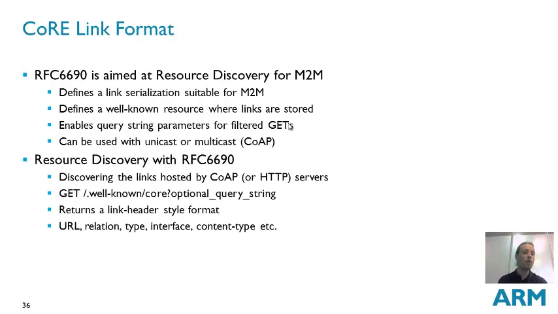The CoRE link format and the different attributes associated with IoT type resources is defined in RFC 6690. So that defines the serialization in a formal way. It defines the well-known resource, which is /.well-known/core. And that resource is globally reserved for this one purpose, not only in CoAP, but in HTTP as well. So this resource discovery mechanism can be used with HTTP, which is pretty interesting.